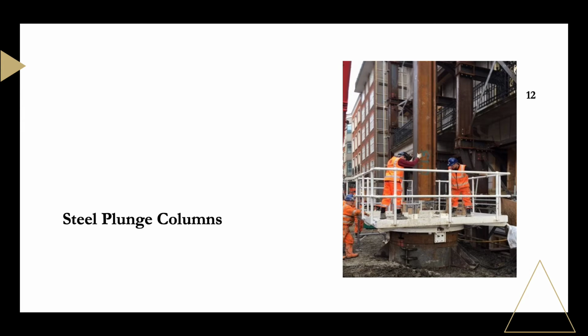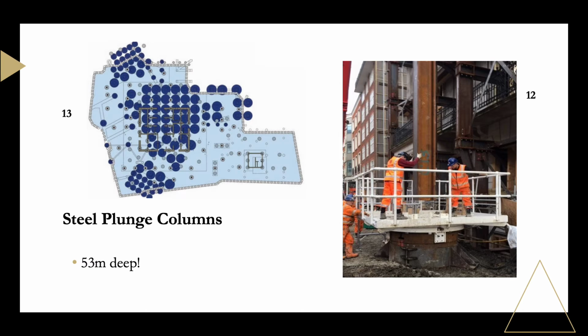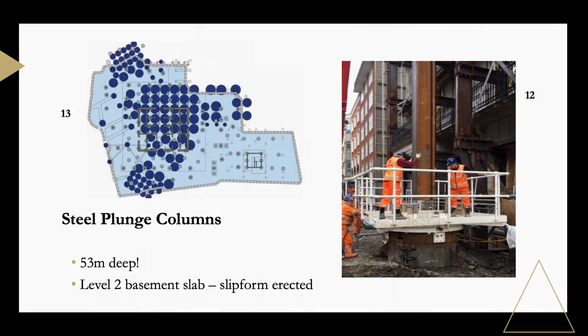Steel plunge columns to the same depth as the secant wall supported the piled raft concrete foundation slab. The ground floor slab was laid and excavation made to level two of the basement where the slab was cast and the slip form erected to jumpstart core construction.